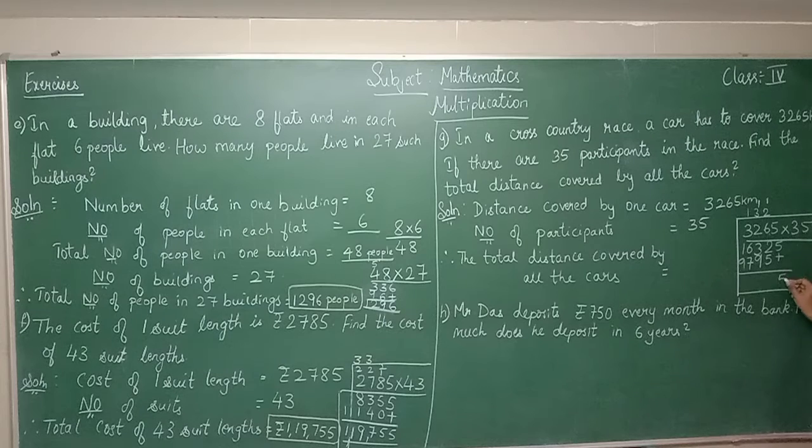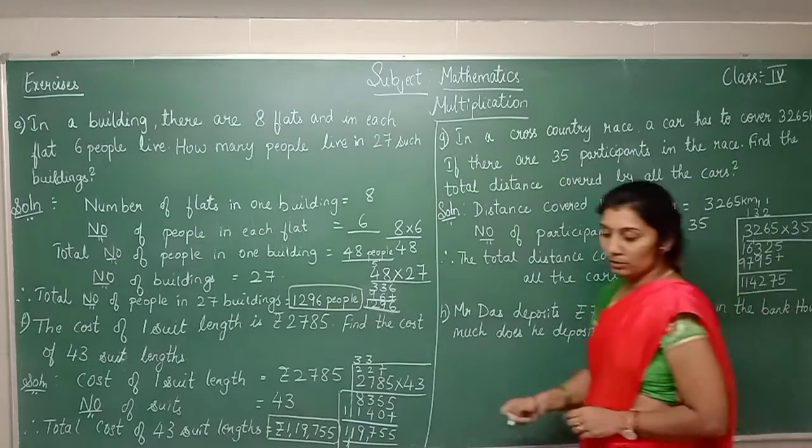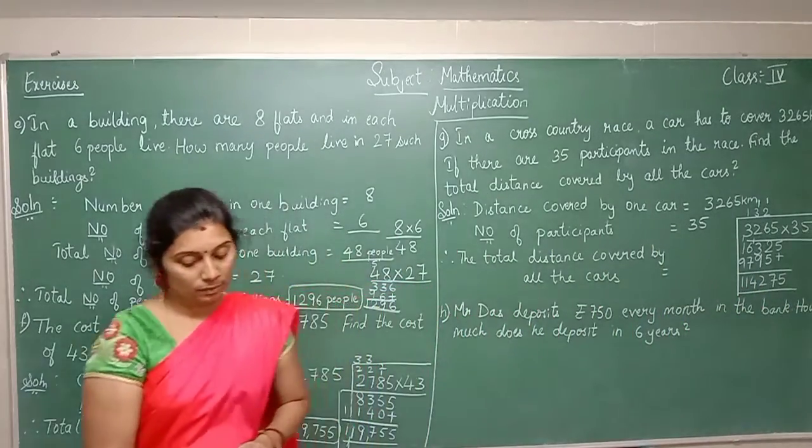So we do the addition part. 5 plus 0, 5. 5 plus 2, 7. 9 plus 3, 12. 1 carry. 7 plus 1, 8. Or 7 plus 6, 13. 13 plus 1, 14. 1 carry. 9 plus 1, 10. 10 plus 1 becomes 11. Understood? So what is your answer now?